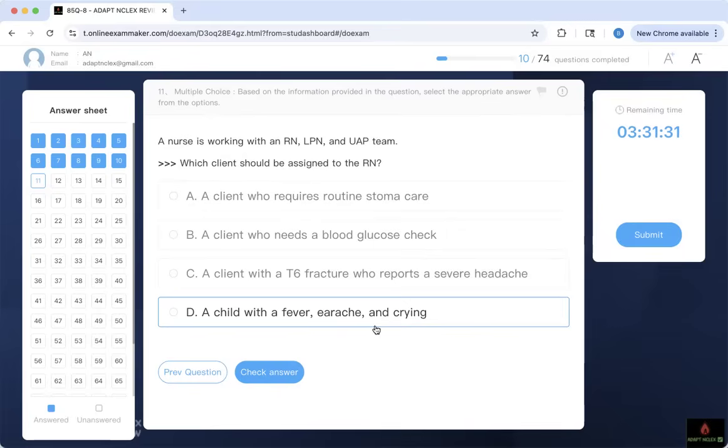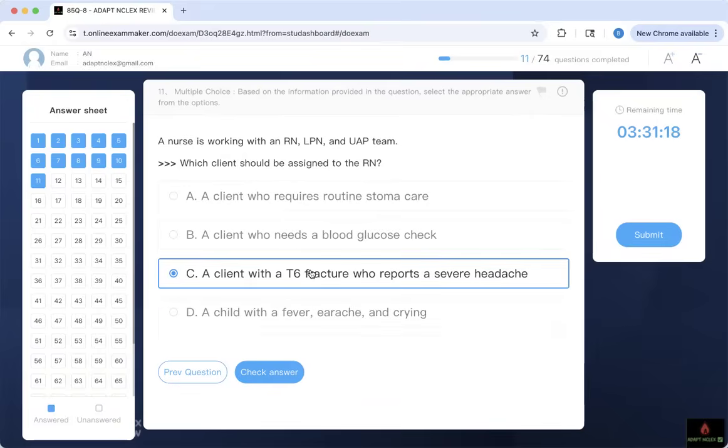Pause the video for a few seconds, pick your answer, think about it, put it in the comment, say, number 11, I got it. What was your answer? You know that this is your right answer. Why? T6 fracture with a report of severe headache is what?